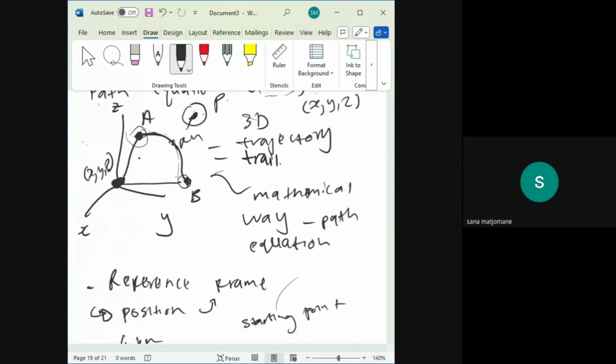With the reference frame, this one is going to be the position of object number one. This one is going to be the position of object number two. Why do I put T? This is a position with respect to time, uniquely at any given time.